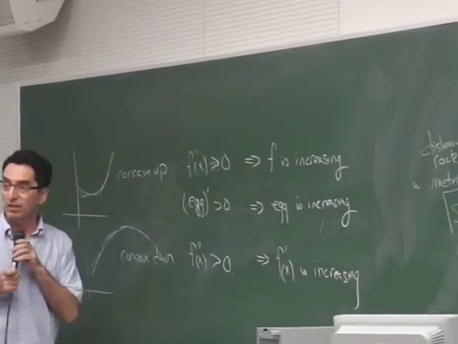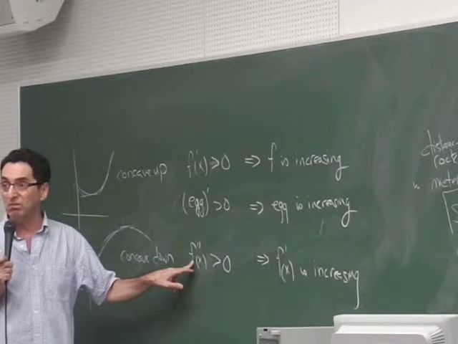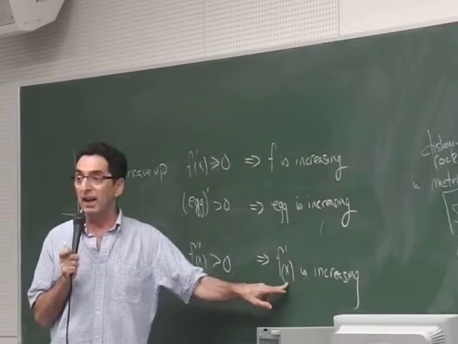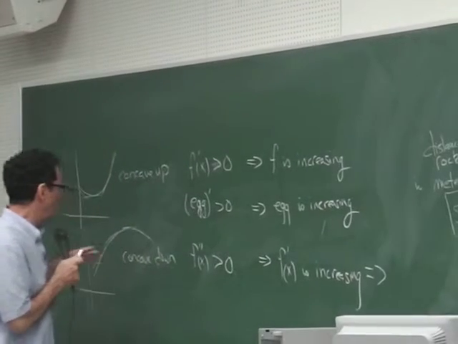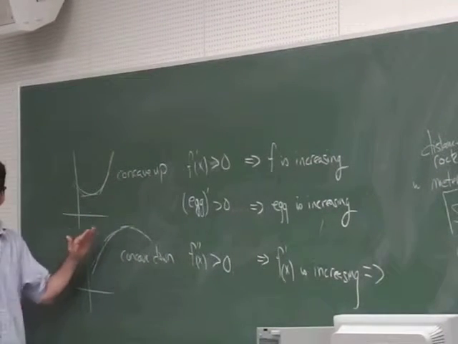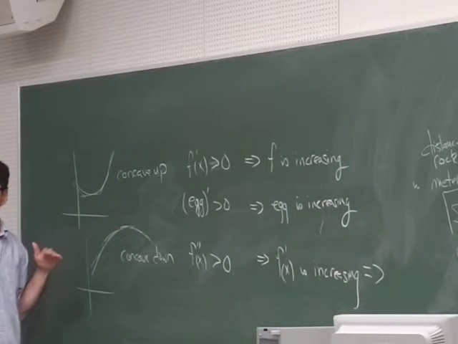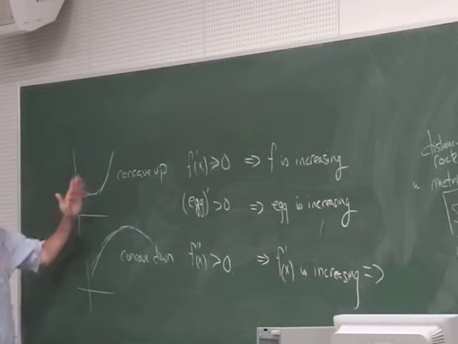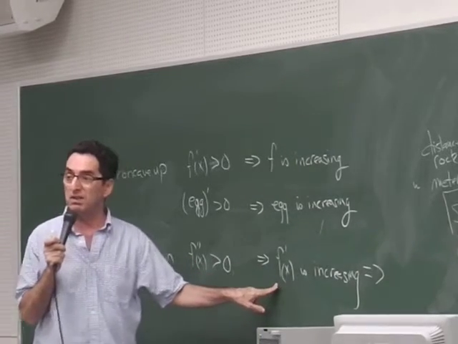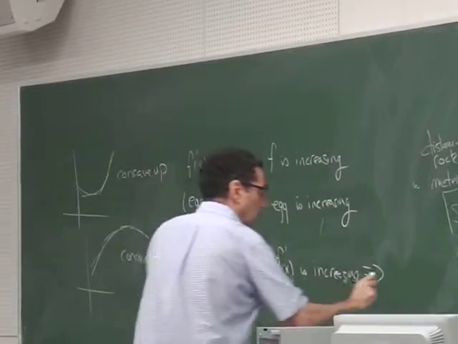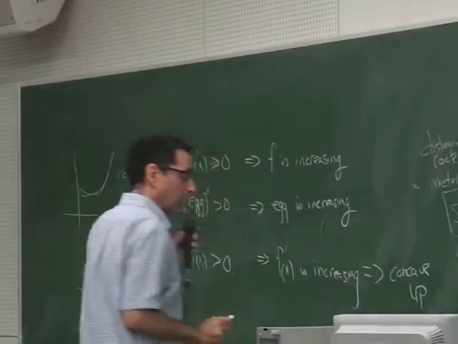So what does it say? If the second derivative is positive, then what? Then f prime is increasing. But if f prime is increasing, which one of these has f prime increasing? This one? No. Here f prime is decreasing. Which one has f prime increasing? This one, concave up. So if the second derivative is positive, f prime is increasing, but if f prime is increasing, we get concave up, right?